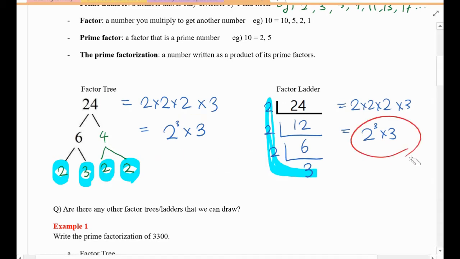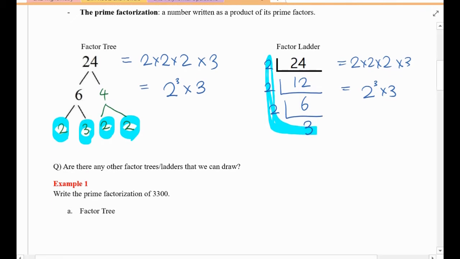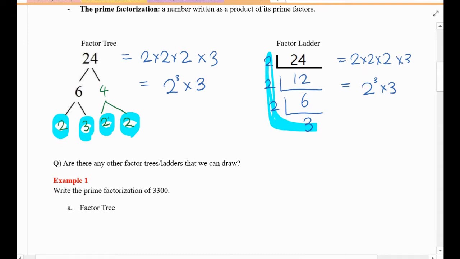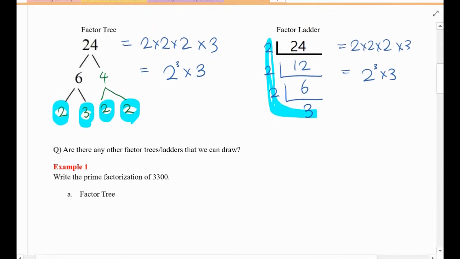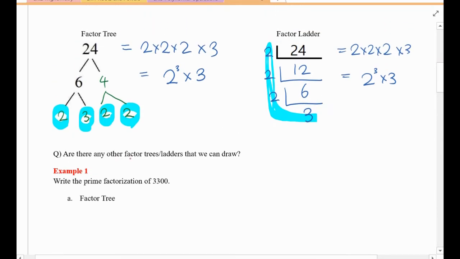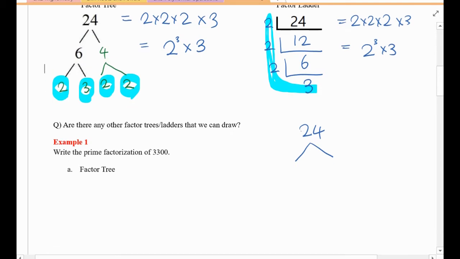Okay? So either way, you will be able to find only one prime factorization. So you can just choose either way to find the prime factorization. Alright? Okay, are there any other factor trees or ladders that we can draw? Yes, we can. For example, 24. Can I use other than 6 and 4? Yes, we can use other numbers than 6 and 4.